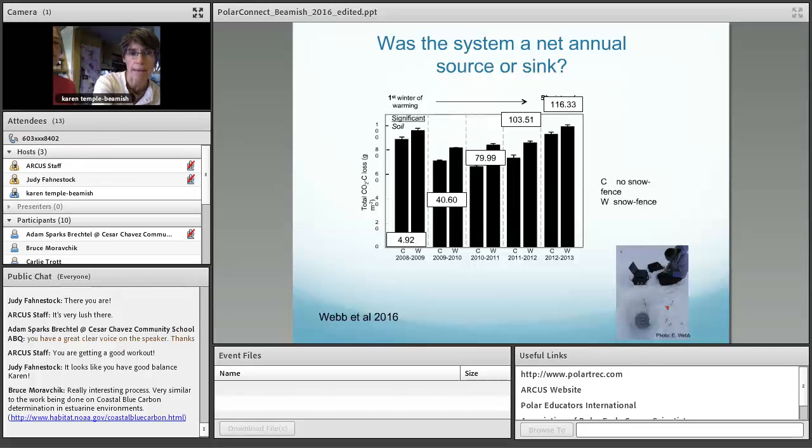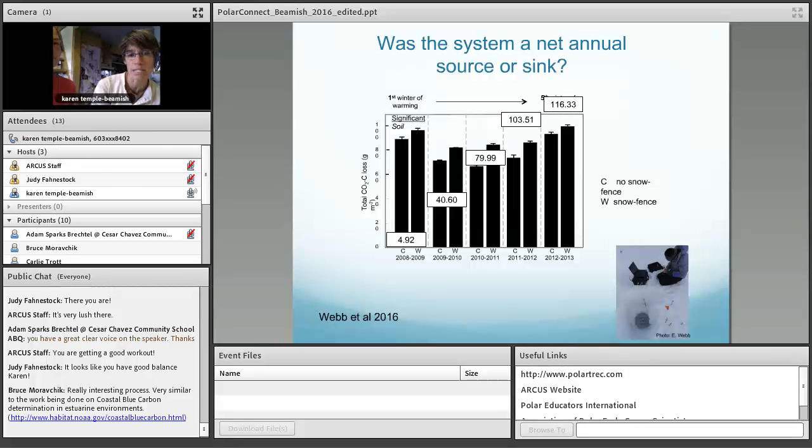So if you compare the black bars to the white boxes, you can see that in some years the white boxes are pretty low, so we have low carbon uptake in the summertime, and the losses in the winter highly exceed that summertime uptake. But in some years the summertime uptake actually exceeds the wintertime losses. So you can see that there's quite a lot of variation of whether or not the tundra over the full year is a source or a sink.